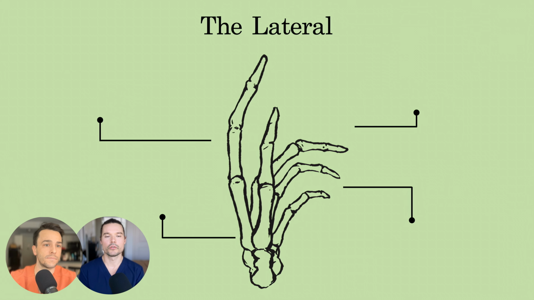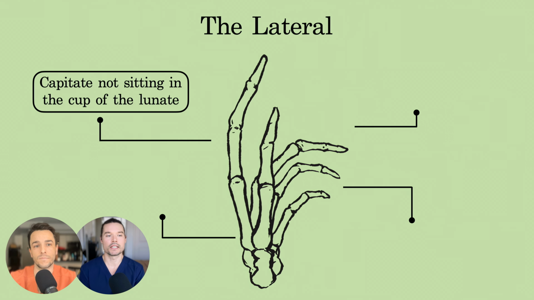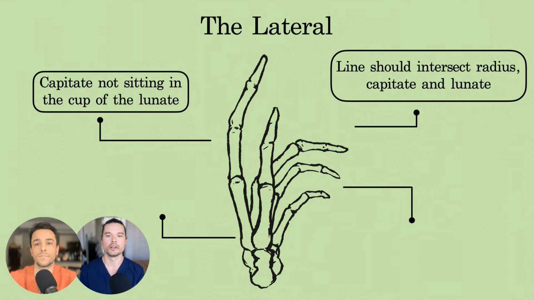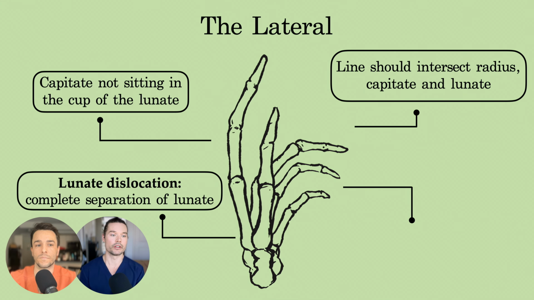All right. So when we go to the lateral, like we were just talking about, you have to appreciate if the capitate is sitting in that cup of the lunate. And if it is not, where is the lunate in reference to the radius is kind of how we approach these. We should always have a line on a normal that intersects the radius, capitate, and lunate. And that's that collinearity that we already talked about. And when we talk about our lunate dislocation, we have complete separation of the lunate from the radius and the capitate in the hand itself.